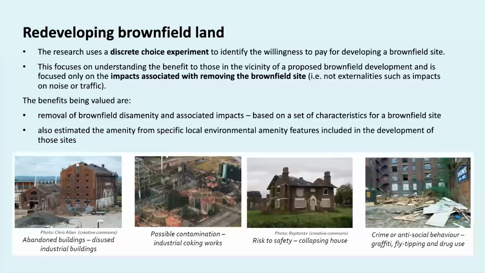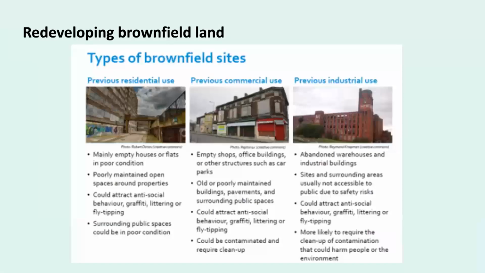So the first piece of work we're going to talk about is around an approach to valuing the amenity impacts associated with removing brownfield land and replacing that with housing-led schemes. So we've been undertaking a piece of work that's applied discrete choice experiment methodology to look to value those amenity impacts associated with removing a brownfield site. So primarily, we've been looking at the main amenity impact of removing the brownfield site, but the project has also looked at the benefits associated with including other features on the site. So asking people how much they value including new parks or wildlife space and that sort of thing. So what do we mean by brownfield land? So to move on to the next slide, please.